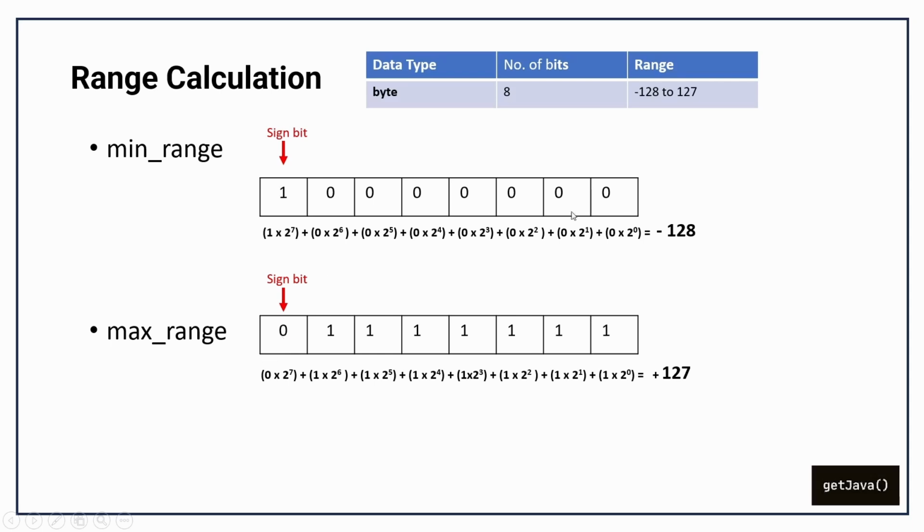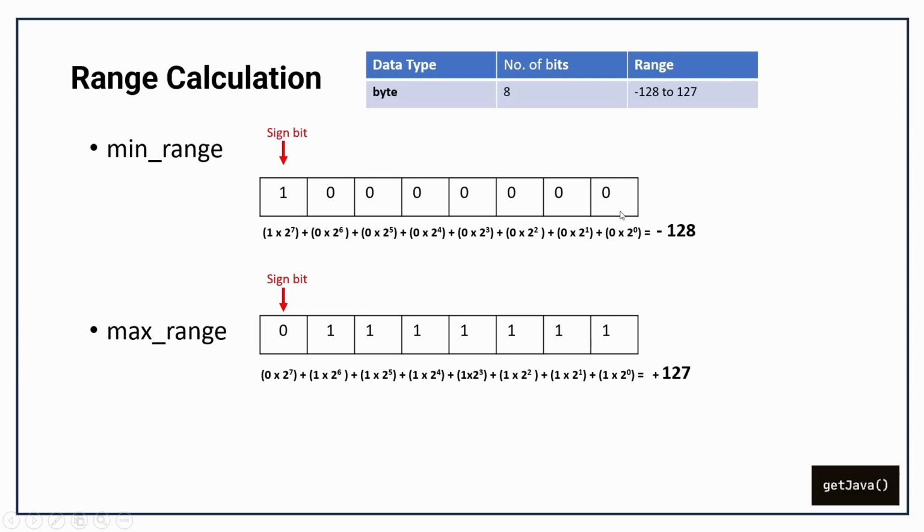And the remaining 7 bits are used for representing values. Since we are calculating the min range, we want the minimum value. In 0 and 1, the minimum value is 0. So we will populate 0 in the rest of the 7 boxes. Similarly, for the max range, the maximum value in 0 and 1 is 1. So we will populate 1 in all the 7 boxes.